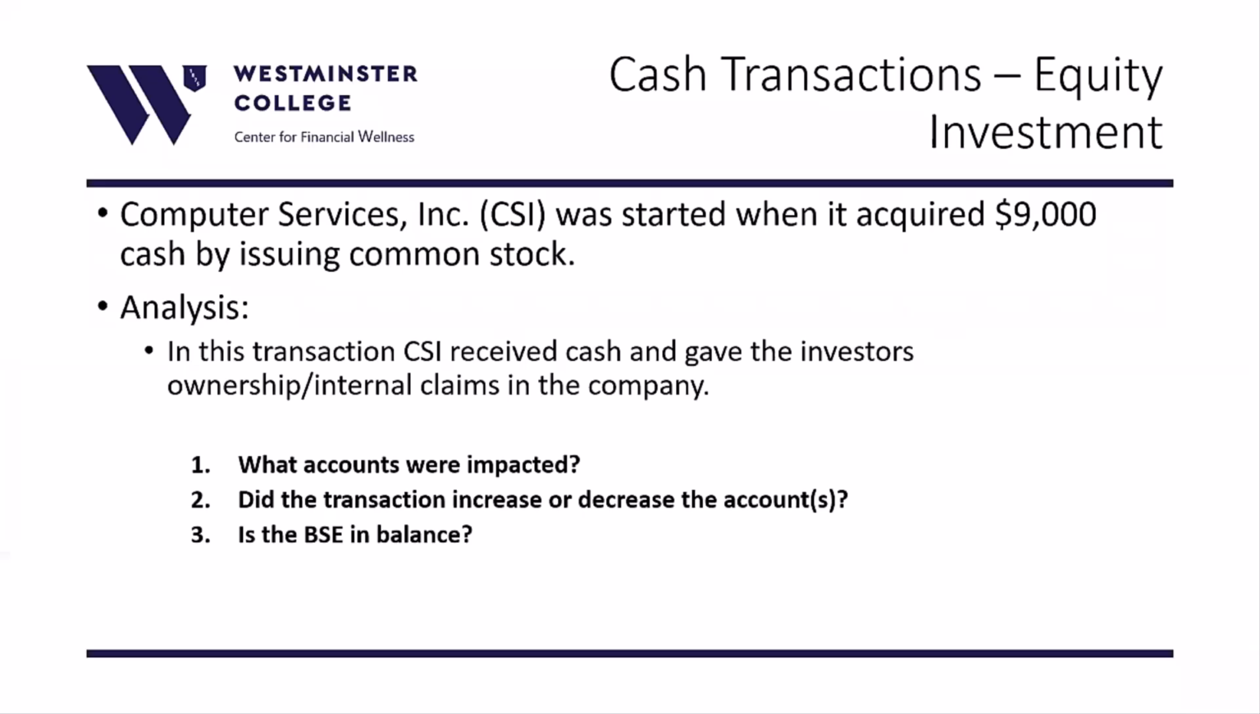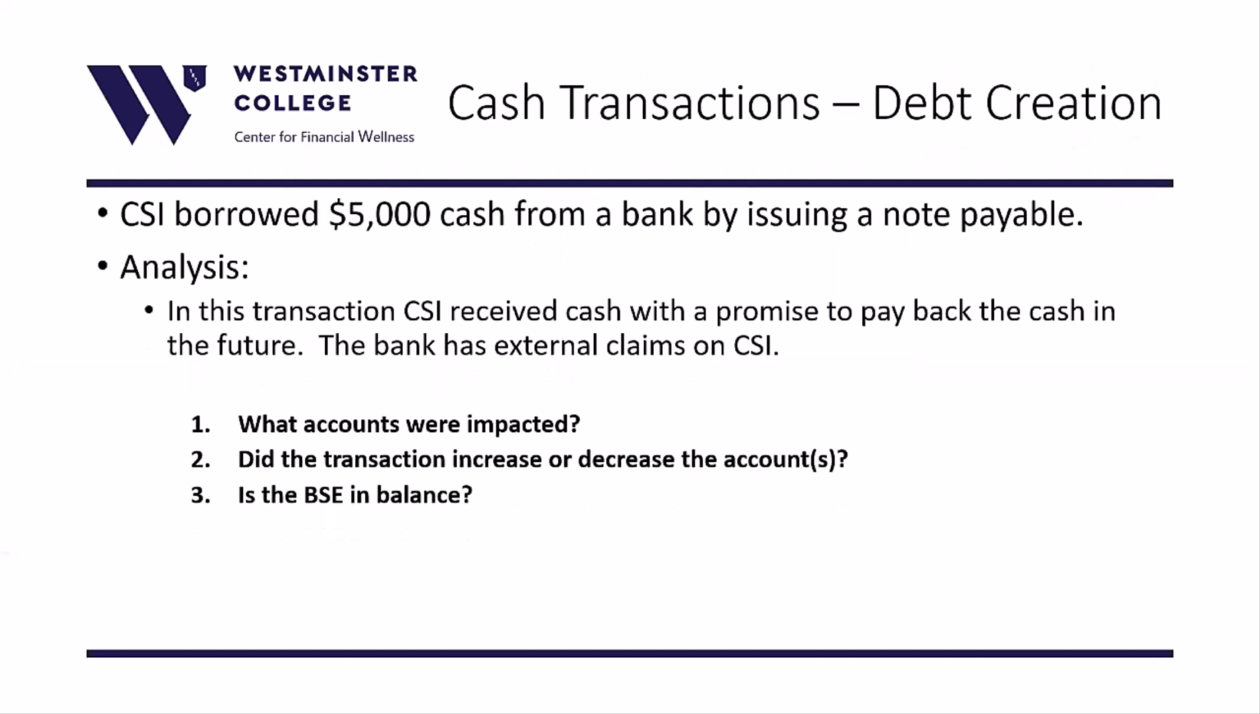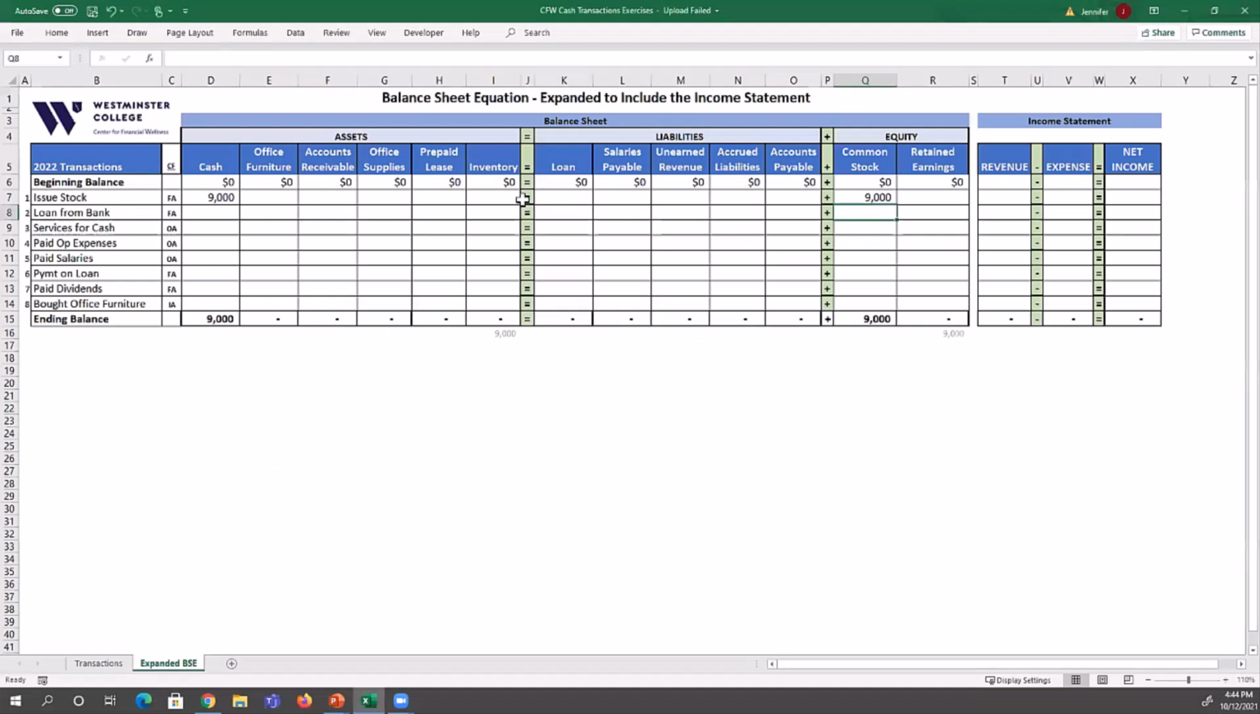Okay, next transaction. CSI borrowed $5,000 from a bank by issuing a note payable. All right, so our analysis on this is pretty straightforward again. CSI is in need of some more capital, so they're going to get some cash, but this time they're going to an external entity, a bank, and getting a loan. So what accounts do we think will be impacted? Again, they're receiving cash, so cash is going to be impacted. But this time the claims are external. If you remember, liabilities are the external claims. So if you look in our liabilities accounts, we have a loan, which is similar to just notes payable. So I think that's an appropriate account to use for this.